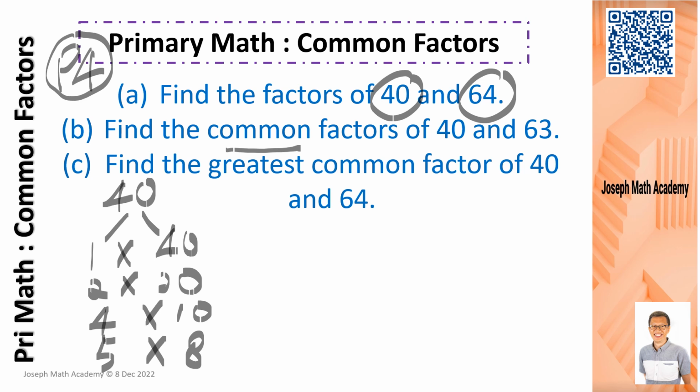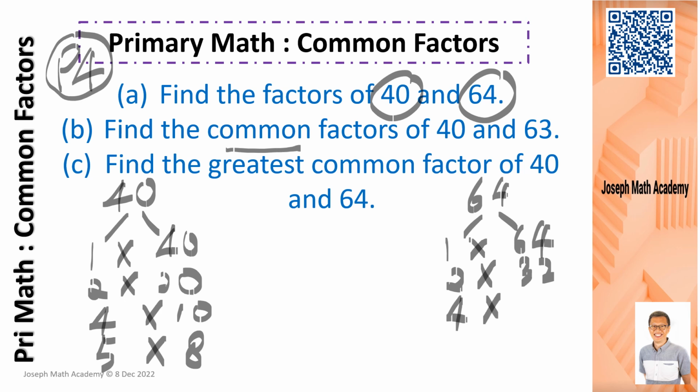Factors are natural numbers. They cannot have decimals, they cannot be fractions. So when we take 40 divided by 3, it gives us a remainder. So 3 is not a factor of 40. What about 64? 64, we can have 1 times 64, 2 times 32, 4 times 16. Now, 3 is omitted because 64 divided by 3 gives us a quotient with a remainder.